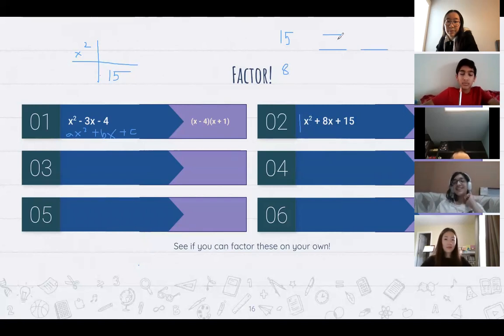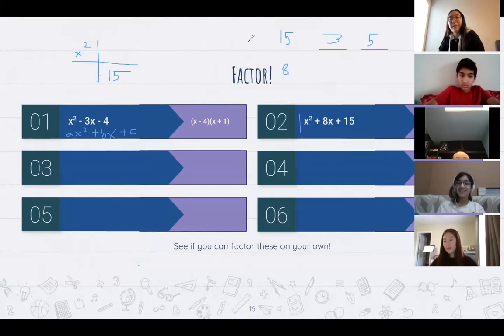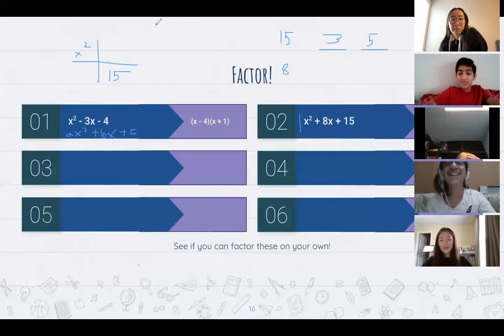Yep. Good job. 3 and 5. Why not 4 and 4? Because 4 times 4 does not equal 15. Just remember they have to be factors of 15. Oh. I thought B had something to do with it.